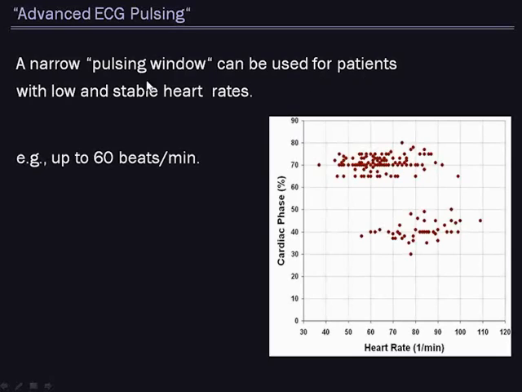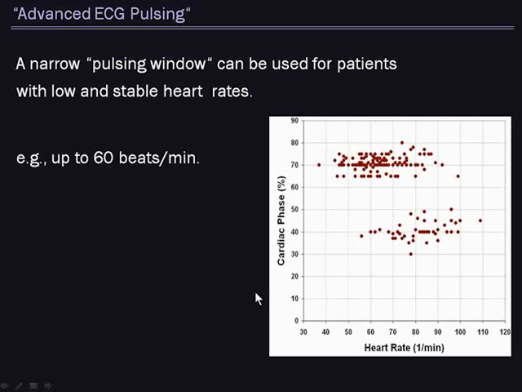A very narrow pulsing window can be used for patients who have low and stable heart rates, because in these patients, up to about 60 beats per minute, you know that you will reliably get diagnostic images around 70% of the cardiac cycle. For higher heart rates, more than 60, 70, 80 beats per minute, you will have to try and see whether diastole or systole gives better images. So in higher heart rate patients, you cannot keep your window very, very narrow. You should open it up from 40 to 80% of the cardiac cycle. But in low heart rates, you can make the window of EKG pulsing very narrow, just around 70% of the cardiac cycle, and will remain very good image quality.